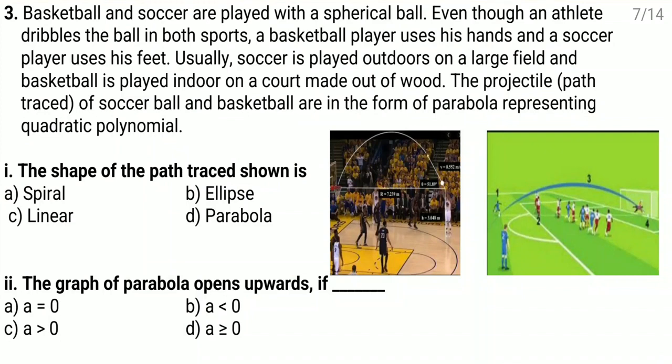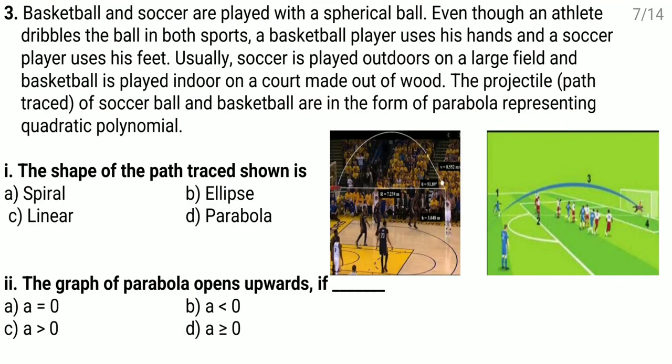Basketball and soccer are played with a spherical ball. Even though an athlete dribbles the ball in both the sports, a basketball player uses his hands and a soccer player uses his feet. Usually, soccer is played outdoor on a large field and basketball is played indoor on a court made out of wood.